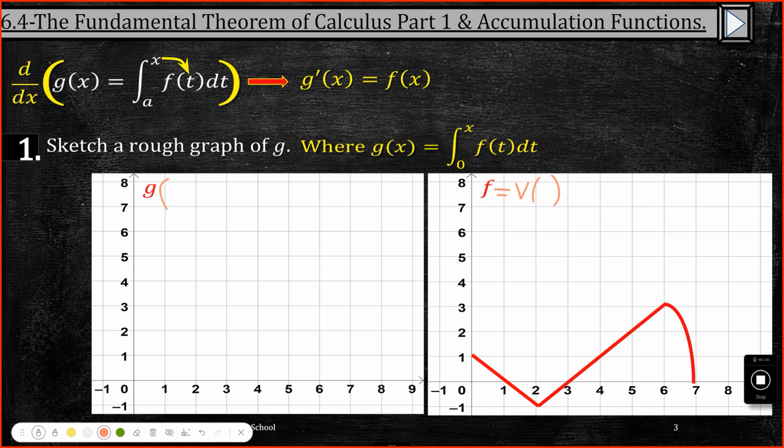This is g of x. Let's say this is g of x. That's for sure g of x, because that's what this is, g of x here. And we're saying g prime of x is equal to f of x. G prime of x is equal to f of x.